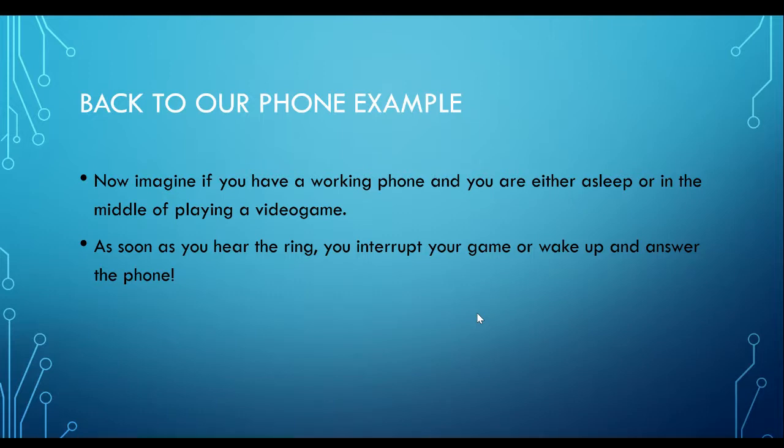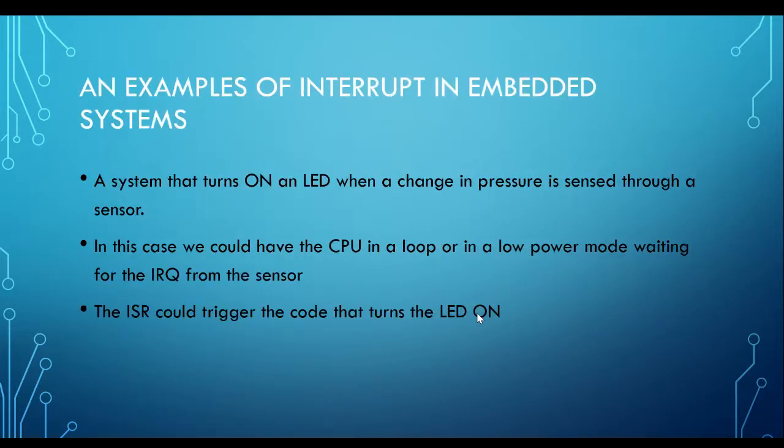All right, IRQ. An example of interrupt in embedded system: a system that turns on an LED when a change in pressure is sensed through a sensor. In this case, we could have the CPU in a loop or in a low power mode. Again, something that you ask yourself, hey, what is this? Whenever you're designing a sensor, low power mode becomes very important.